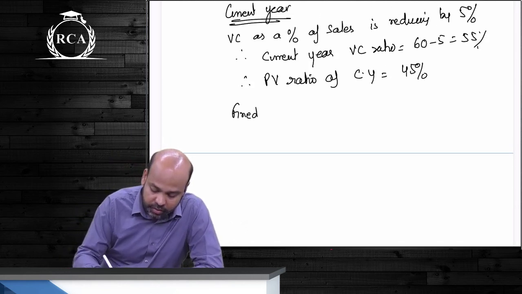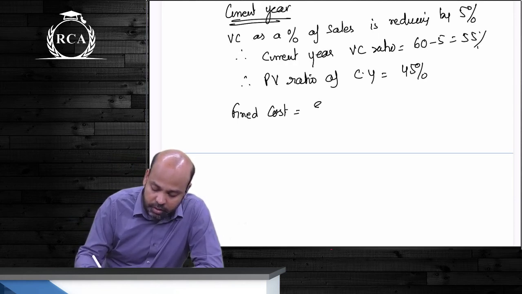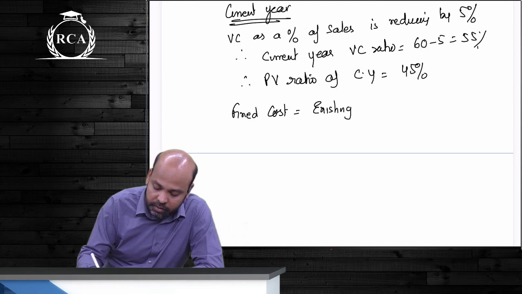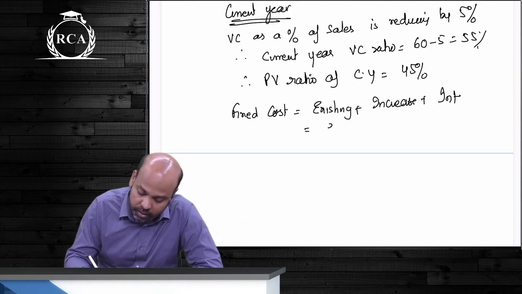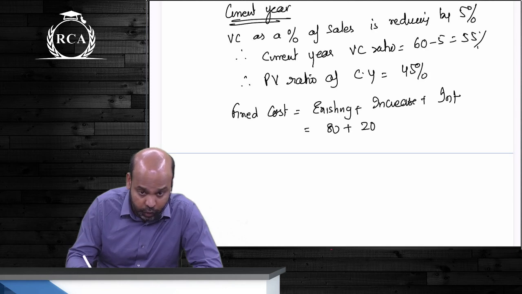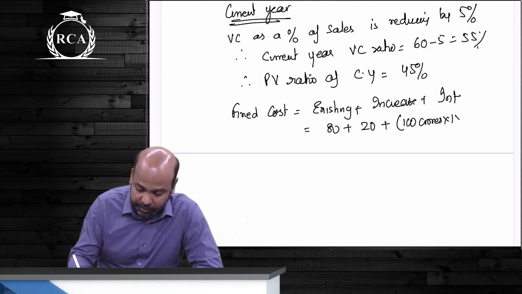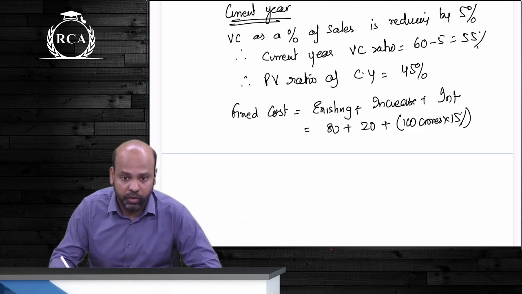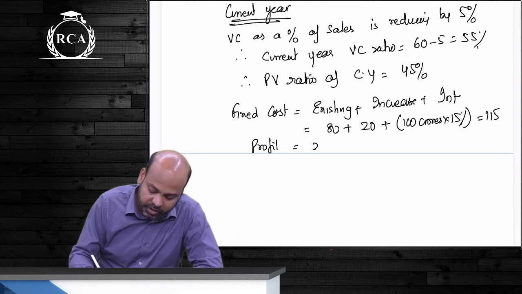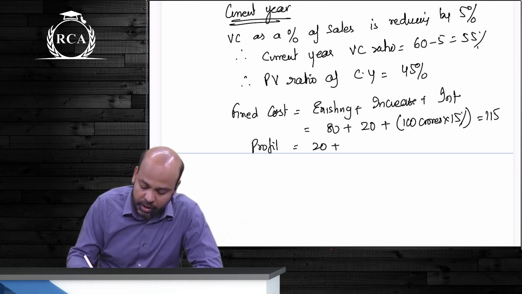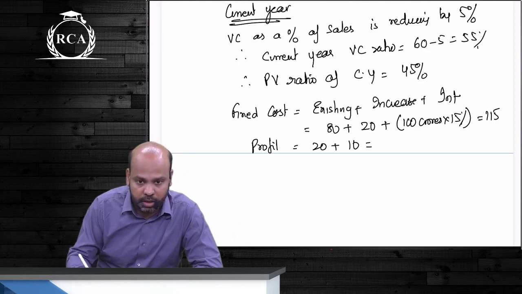Fixed cost, guys, I will write existing plus increase plus interest. Correct? Existing कितना है? 80, increase 20, interest, 100 crores investment पे 15 crores, 115 crores. Profit beta, last year 20, current year how much more do you want? 10, so 30 crores.